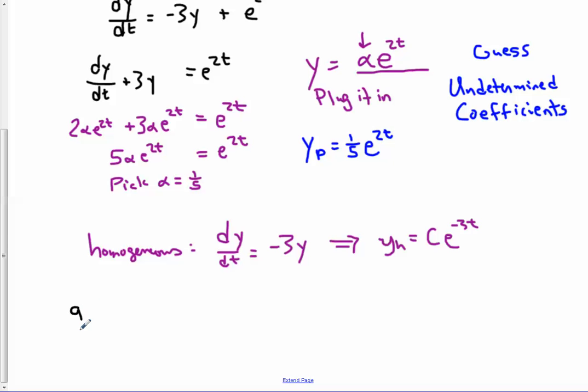And so our final general solution is y equals 1/5 e to the 2t plus c e to the minus 3t. And that's it. As usual, any initial condition you actually want to solve for, you plug it in here and you can figure out what c is.